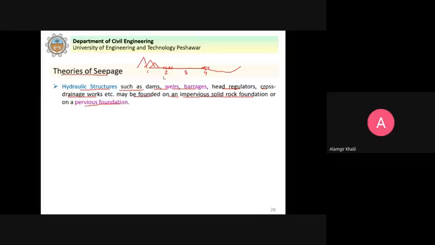So these 2 and 3 are feasible, but you can see that if we construct the hydraulic structure there, we have alluvial deposits. Mostly we will encounter this pervious, permeable foundation. That's why we study these theories of seepage for hydraulic structures.